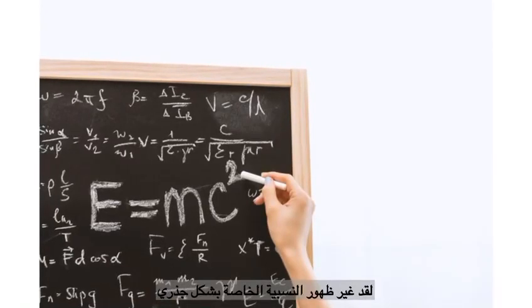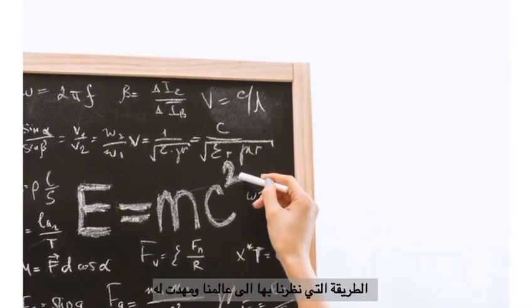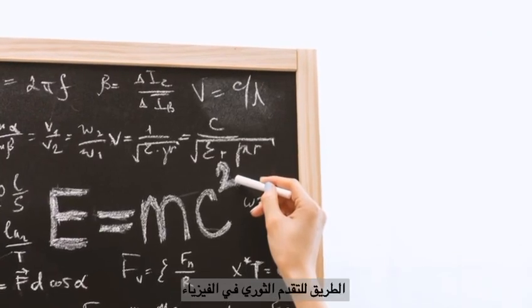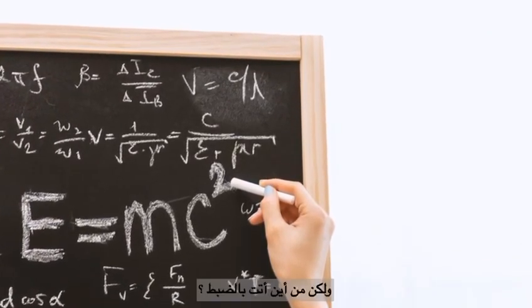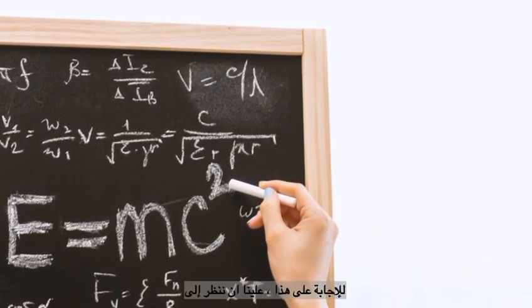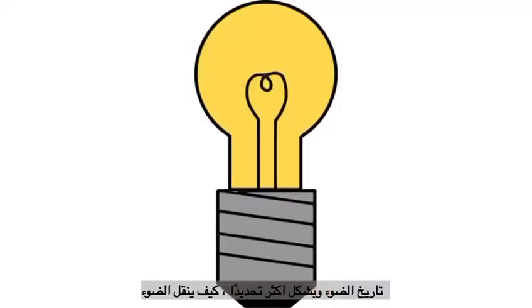The advent of special relativity drastically altered the way we viewed our world and paved the way for revolutionary advances in physics. But where exactly did it come from? To answer this, we have to look at the history of light, and more specifically, how light travels.